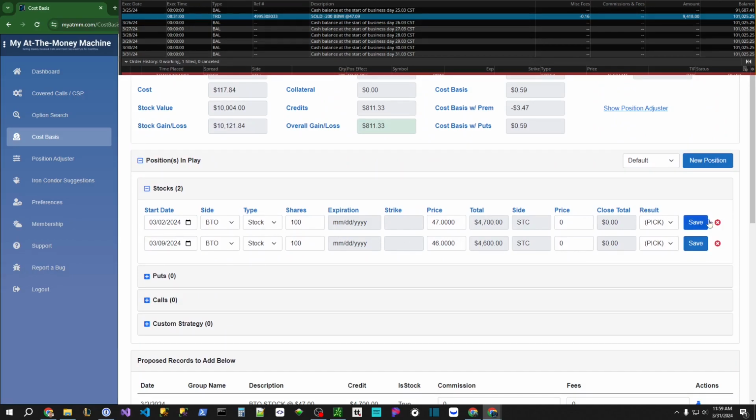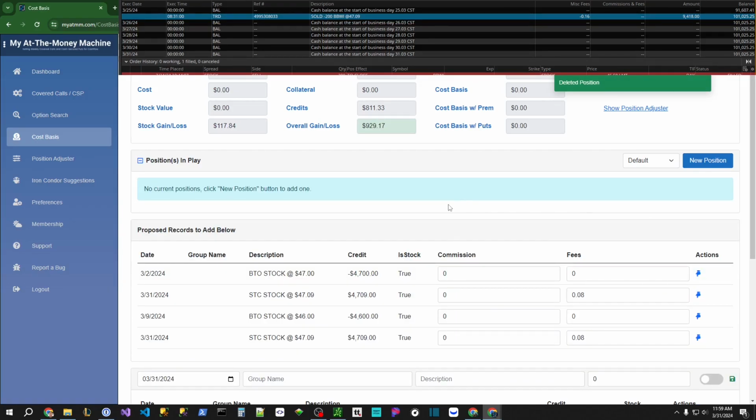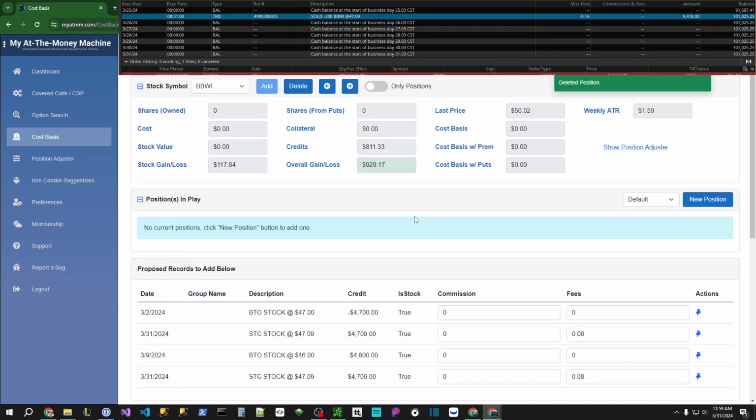What we need to do now is delete these, so just click the X to remove them. And now we are completely out of this position. To review where we're currently at, you can see we currently have 0 shares. We don't have any positions in place, so there are no shares from puts or anything like that. We don't have any collateral in play. We don't have any stock owned. So we are completely out of this stock, and the end result was a $117.84 capital gain, and the overall gain loss.